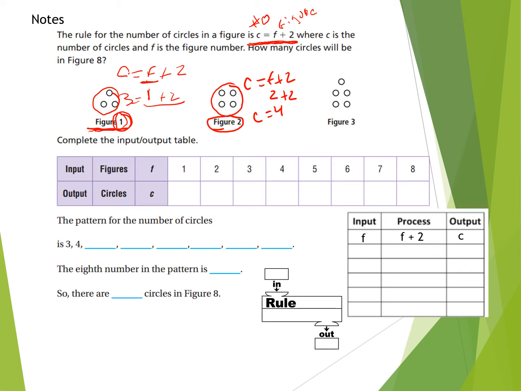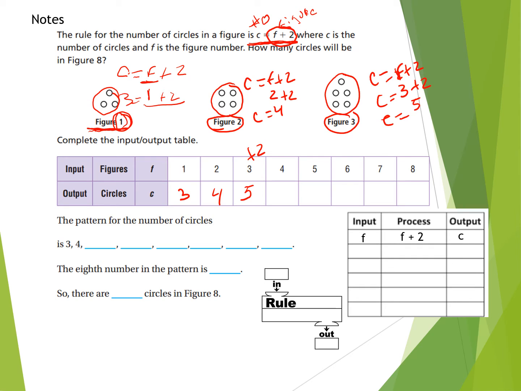I do the same thing for figure 3. C equals F plus 2. Let's try that again. So C equals F plus 2, where F is my figure number, change it to a 3, plus 2 equals C. So C equals 5. There are 5 circles. So then my rule in this input-output table is plus 2. So if I look at my figure 1, I had 3 circles. Figure 2, 4 circles. Figure 3, 5 circles because I added 2 every time.